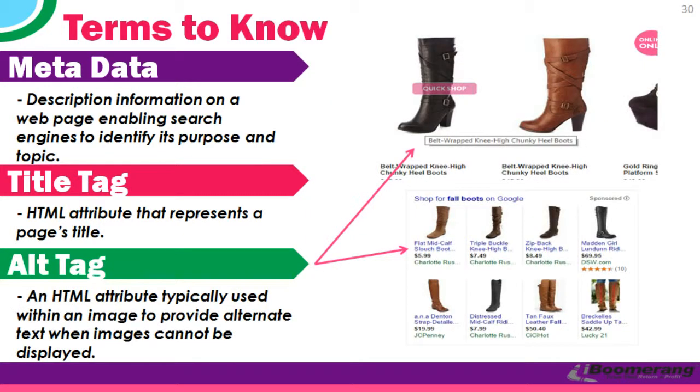Another piece of HTML code you should be familiar with are alt tags. These are descriptions for images. When a spider crawls a website, it does not see the images. It only sees the code, so the alt tag tells the spider what the image is about. This helps with Google image searches, and it's an additional place to put more specific keywords.